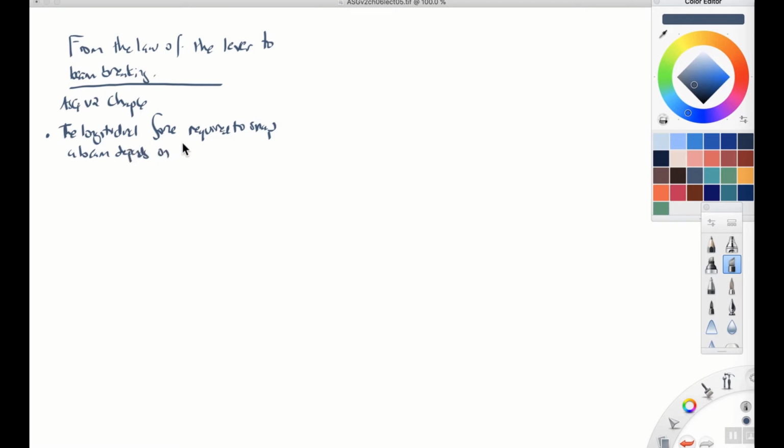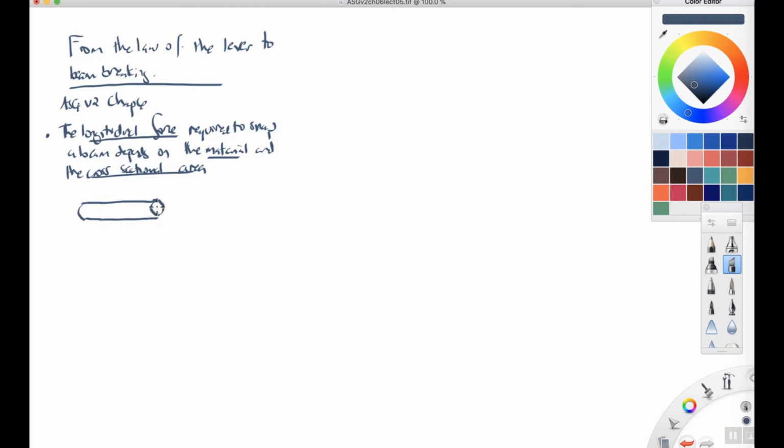It depends on two things: the material out of which the beam is made, and the cross-sectional area. So the longitudinal force required to snap a beam depends on the material and the cross-sectional area. So let me draw a picture of what I'm talking about. Suppose we have, here I've drawn a cylindrical beam. This could be a square cross-section, a rectangular cross-section, an I-beam, whatever you want.